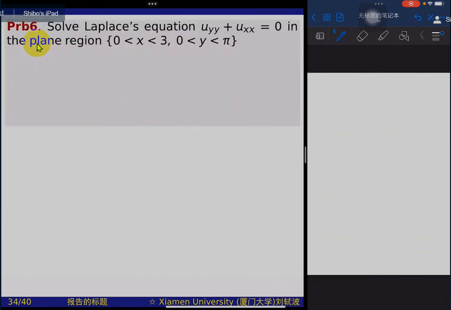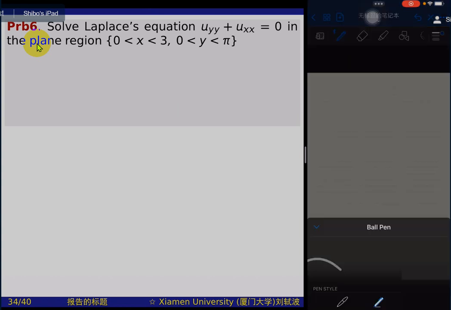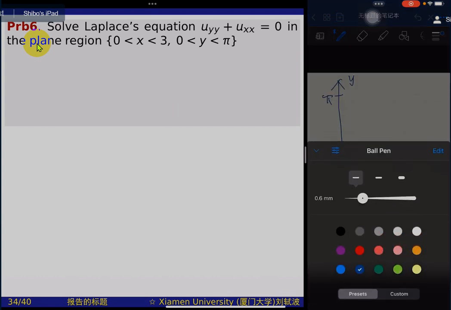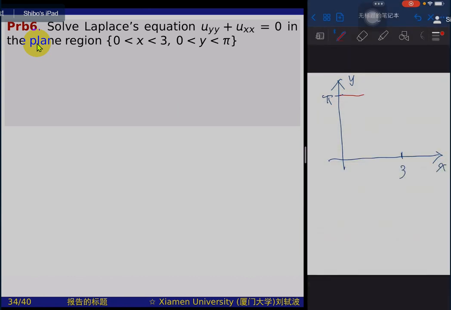Problem 2. We're required to solve this Laplace equation. uyy plus uxx equals 0. Of course, this is also the same as uxx plus uyy. You can switch uxx and uyy. Okay? Then the equation is set in the plane region. Since it mentions the region, we need to draw the coordinate system. X from 0 to 3 and Y from 0 to pi. Okay, this is our coordinate system. Then this is a rectangle, right? This is the rectangle.